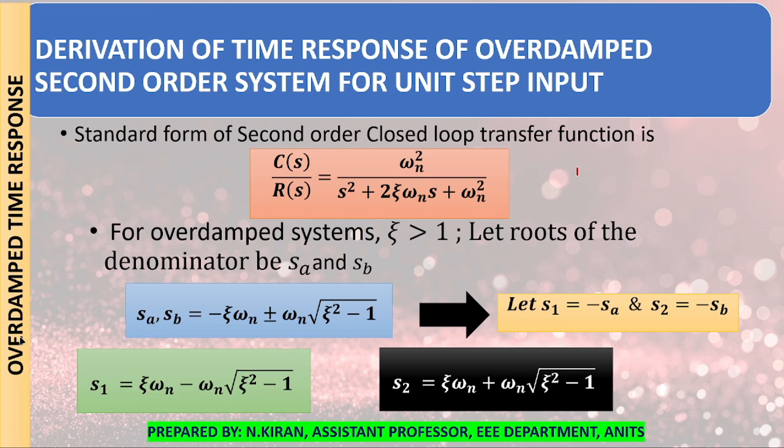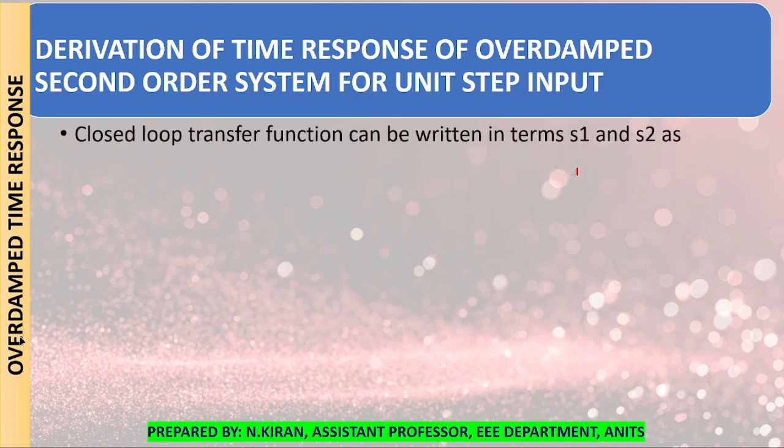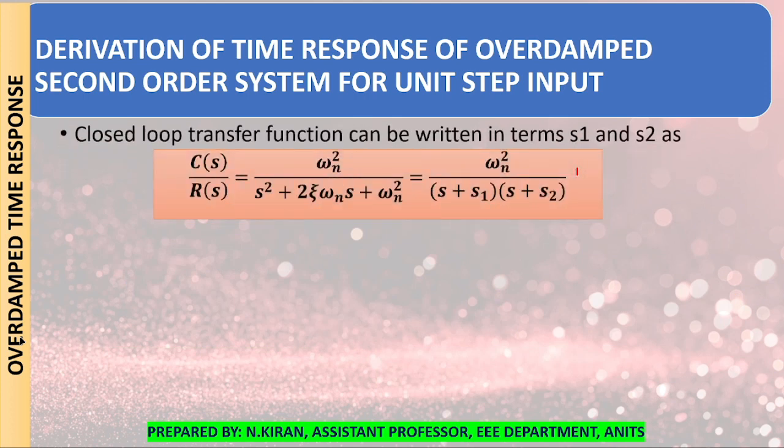So now the given expression C of S by R of S can be rewritten in terms of S1 and S2, isn't it? Since the roots are S1 and S2, we can write it as omega n square by (S plus S1) into (S plus S2).